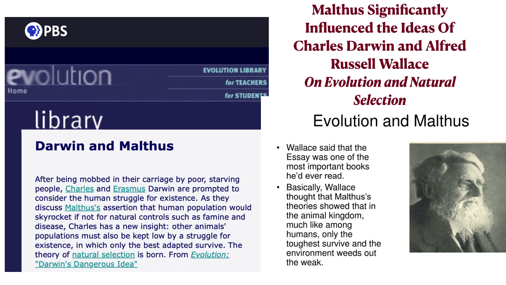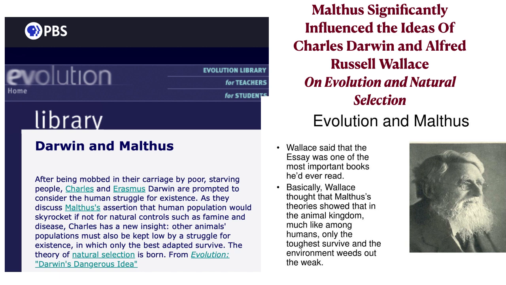But anyway, just a little story here from the piece of the slide on the left. After being mobbed in their carriage by poor starving people, Charles and Erasmus Darwin, Erasmus was his grandfather, and actually had come up with a theory of evolution, but without the mechanism of natural selection. But anyway, supposedly after this experience, grandfather and grandson were prompted to consider the human struggle for existence. They were discussing Malthus's assertion that population would skyrocket if not for natural control such as famine and disease. And then Charles Darwin had this new insight: other animals' populations must also be kept low by a struggle for existence in which only the best adapted survive. And very similar with Alfred Russel Wallace.